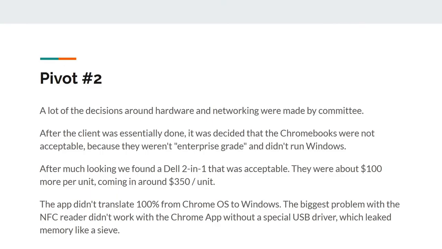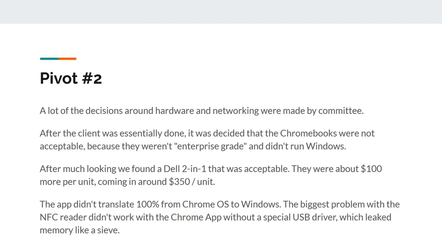So after I was pretty much almost done with my Chrome app, the steering committee decided that the Chromebooks were not an acceptable solution because they weren't enterprise grade, and we've got a contract with Dell, and they didn't run Windows. So we were able to find a Dell 2-in-1 that was pretty much the same concept we were trying to accomplish with the Chromebook. They were a little bit more expensive. For me personally, it would have been a lot more expensive, but for Emporia State, I'm going to say a little bit. They were $100 more a unit.